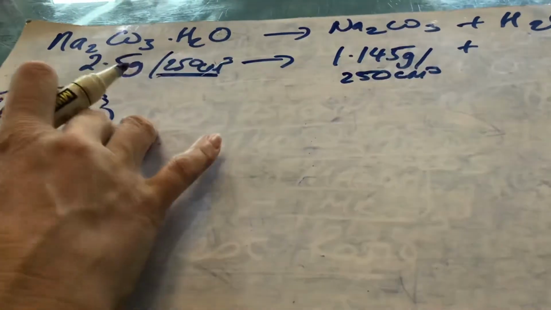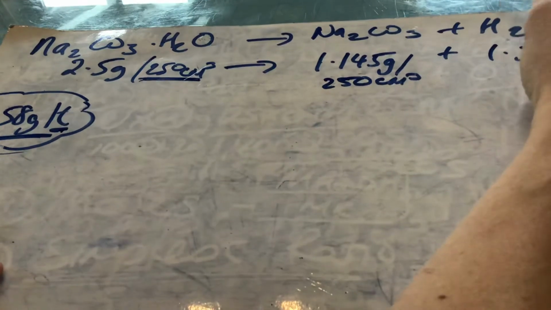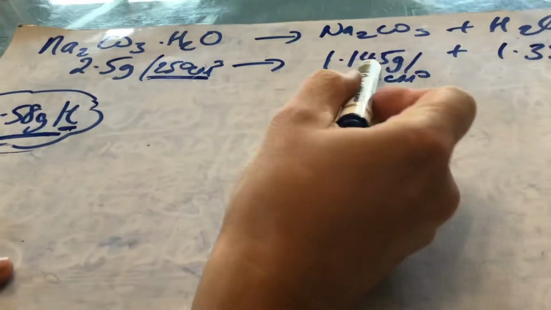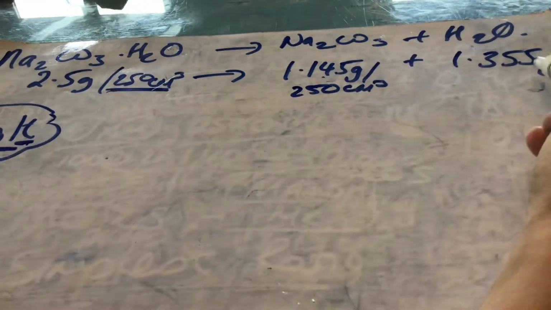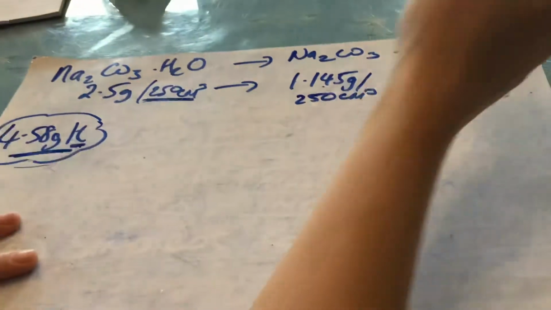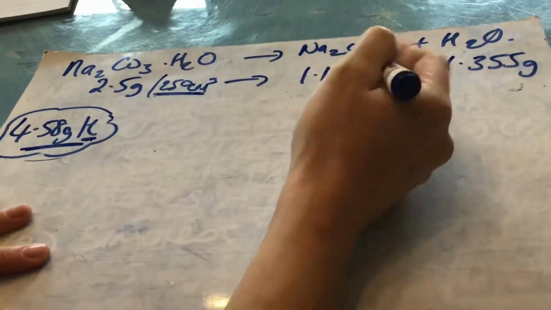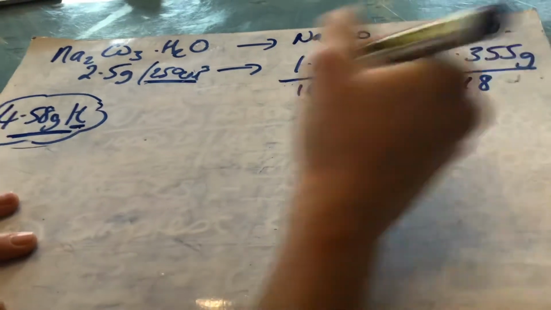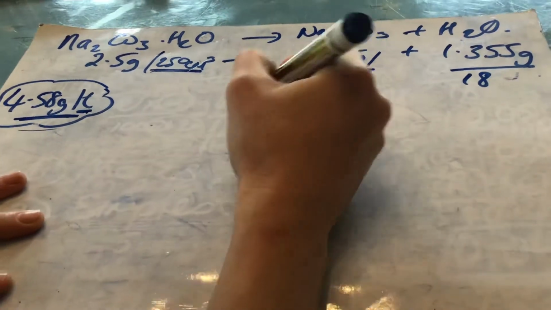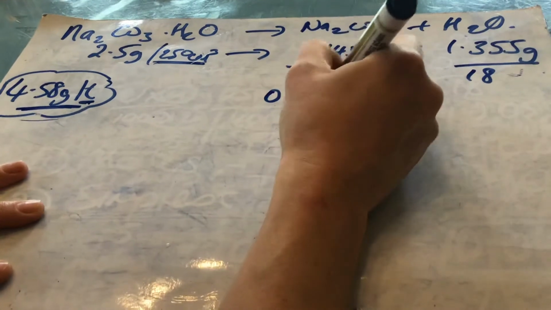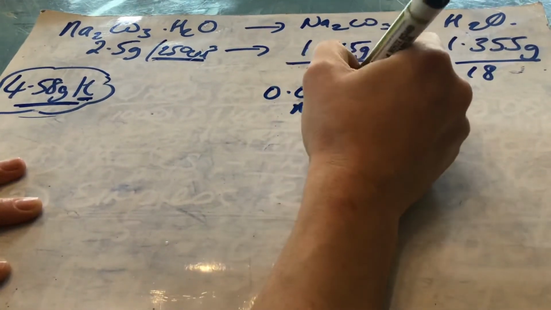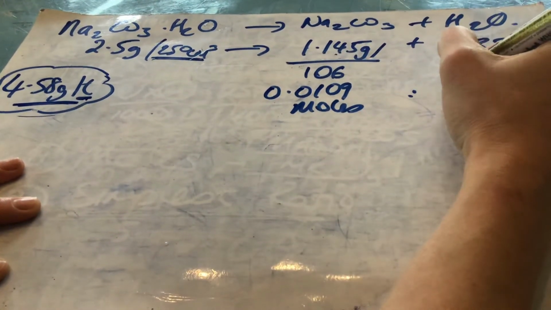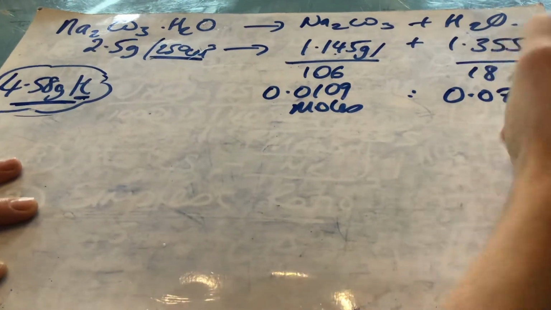Now, by subtraction, I'm going to get 1.355 grams here when I subtract this from 2.5. So that's my mass of water. And like I showed you earlier then, how are you going to get the simplest whole number ratio? Well, this is divided by the MR 106. This is divided by the MR of water, which is 18. When you do that, you're getting that many moles for the sodium carbonate, and the water is what? 0.75 moles for the water.